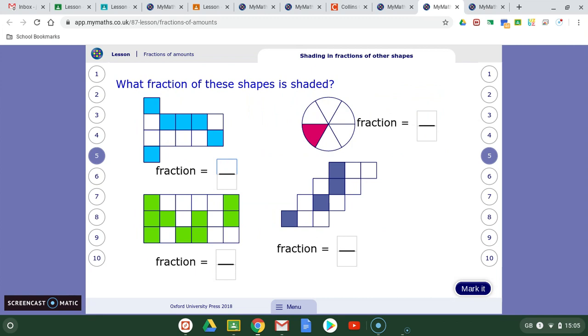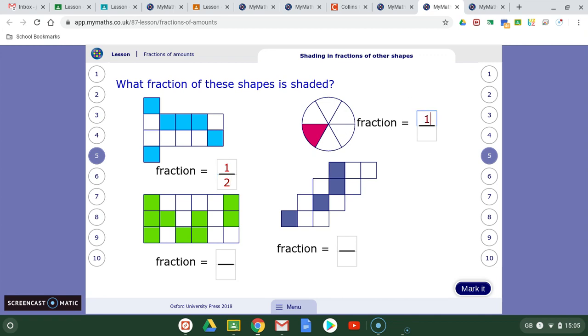So what fraction of these shapes is shaded? We've got to think about how many are shaded. So 1, 2, 3, 4, 5, 6. And then how many there are altogether. 1, 2, 3, 4, 5, 6, 7, 8, 9, 10, 11, 12. 6 over 12, but I can't leave it like that. That's not correct. I need to simplify that fraction. So I could simplify it to 3/6. But then I know that I could also divide both of those by 3 and I would get a half, and that's the simplest form that you can get that in. That's the correct answer.